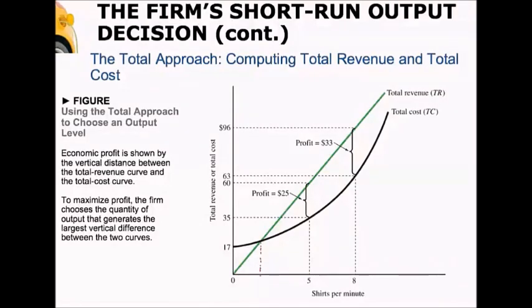At this production level, if we produce 5 t-shirts per minute, our total revenue is going to be $60, total cost $35, so profits will be $25 per minute. But we can earn more if we produce 8 shirts per minute, and our profit will be $33. What we're trying to do is maximize the distance between total revenue and total cost, and we can see that's right here. So the profit maximizing output level will be 8 shirts per minute.